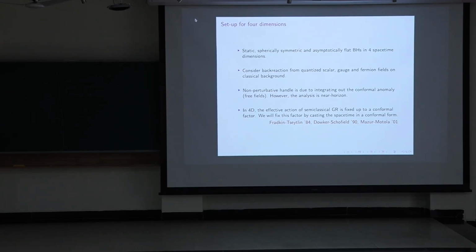In 4 dimensions, our main goal, as I said, is that our non-perturbative handle will be because of free fields, and we'll be talking about conformal anomaly and conformal anomaly induced effective action. If you remember, in 4 dimensions the main problem with the effective action which is induced from conformal anomaly is that the action is not fixed. You only fix it up to a conformal factor. So that's why there is a thing called anomaly induced effective action, which is known but not the full effective action. But we will fix this factor by casting the space-time in a conformal form, okay, and by going near horizon.